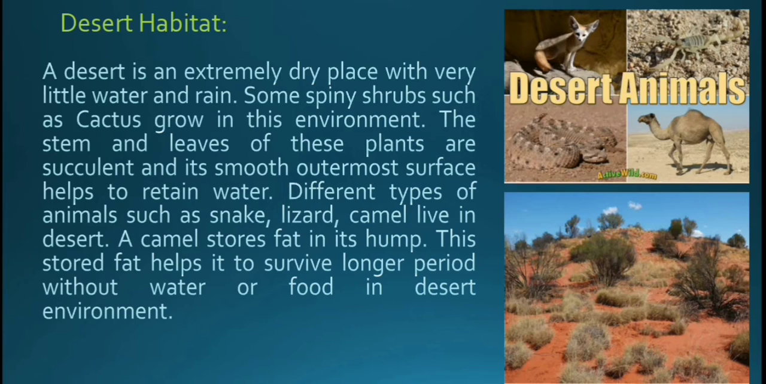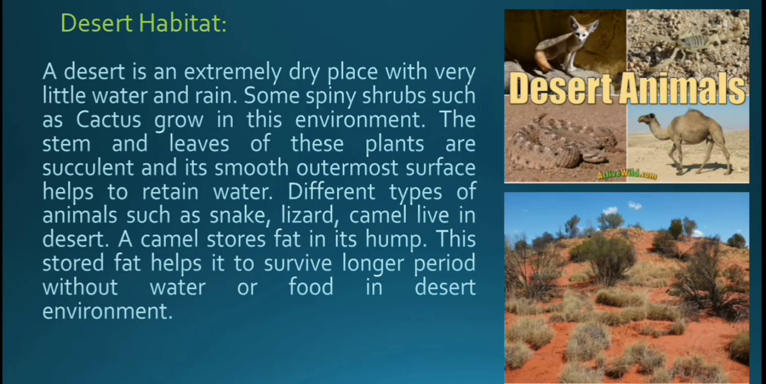Instead of saying I am very tired, what does it mean, extremely? So desert is an extremely dry place with very little water and rain. In the desert, for a long time there is no rainfall, and sometimes very little rain. That's why it is an extremely dry place.